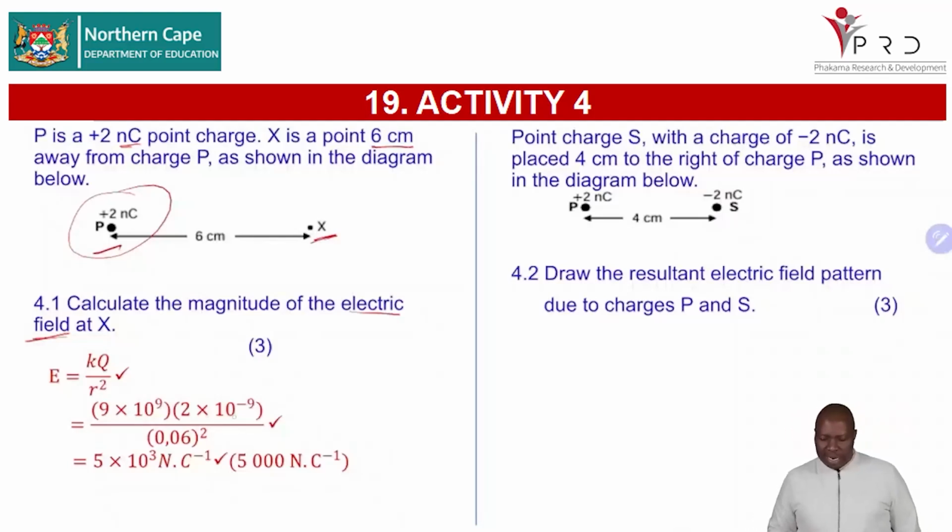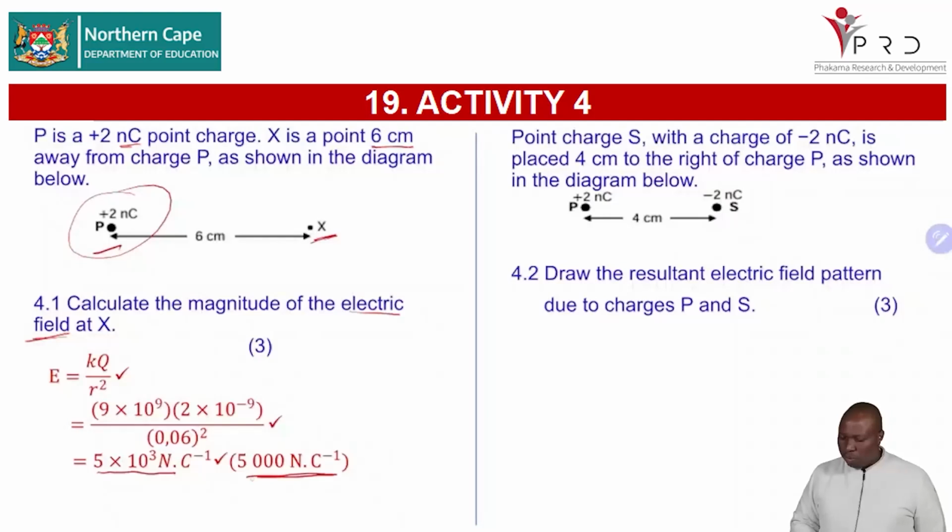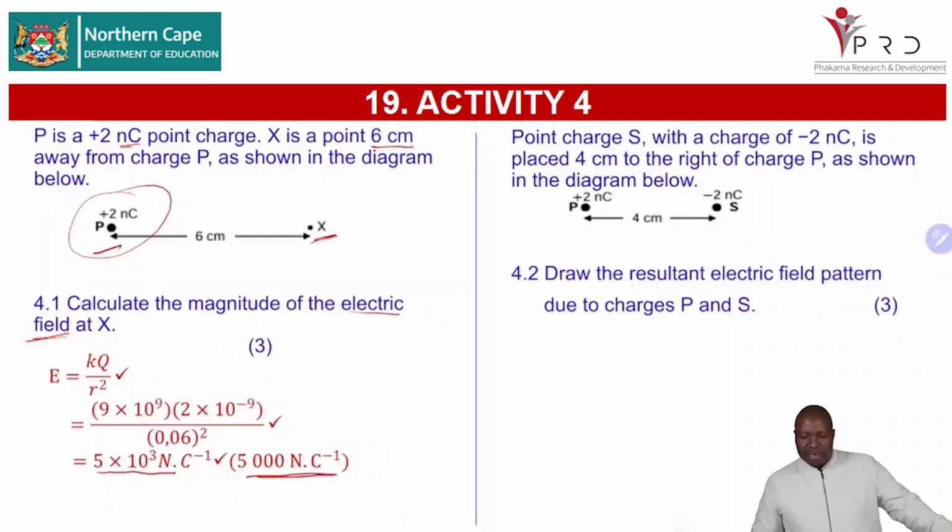Centi, you divide by 100, hence you are getting 0.06 there squared. And then you are able to get your 5 times 10 to the power of 3 Newton per coulomb. Remember the SI unit for electric field is Newton per coulomb, or you can just write it as 5,000 Newton per coulomb, and you are able to collect your 3 marks. I hope that helps you, and you are ready at any time when you ask such a question.